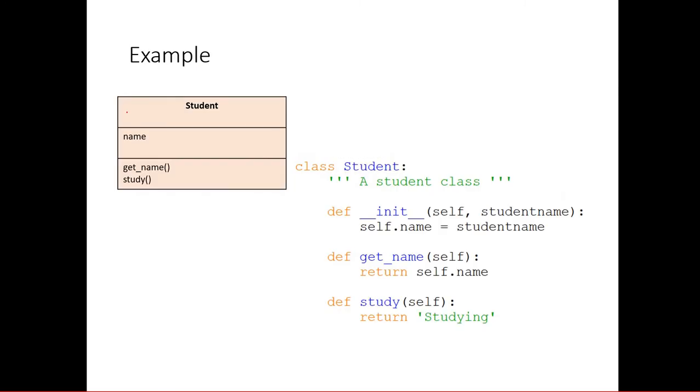The example is a student class diagram. We have three parts: Student, which is the name of the class. Then these are the attributes. We have only one attribute.